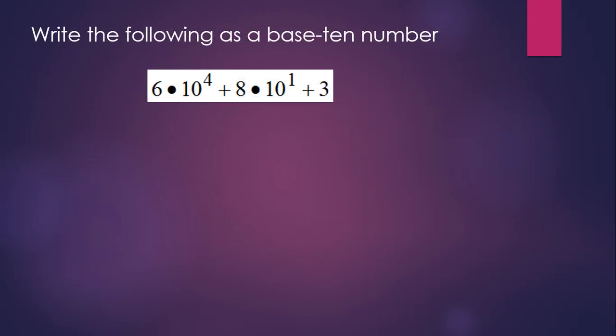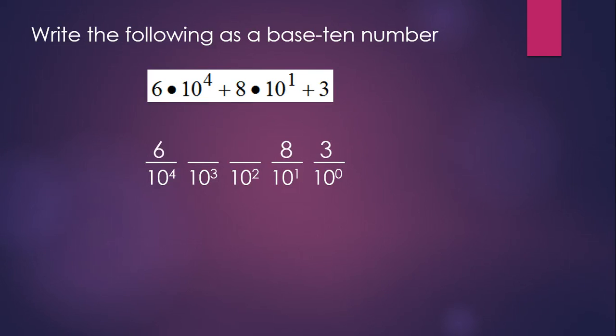Write the following as a base 10 number. So remember, in base 10 we're looking at powers of 10 representing the places. So in this case we have 6 groups of 10 to the 4th, 8 groups of 10 to the 1st, and 3 groups of 10 to the 0, which means we have the number 60,083.